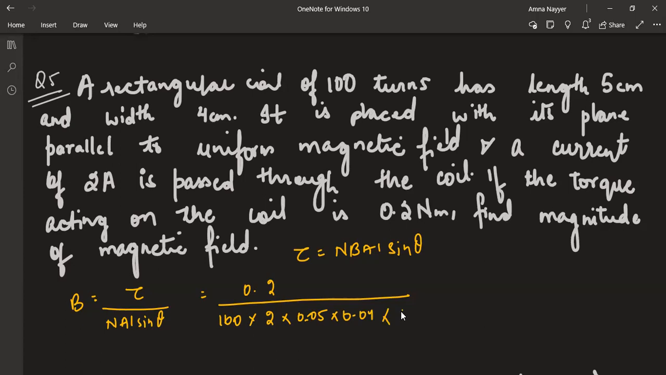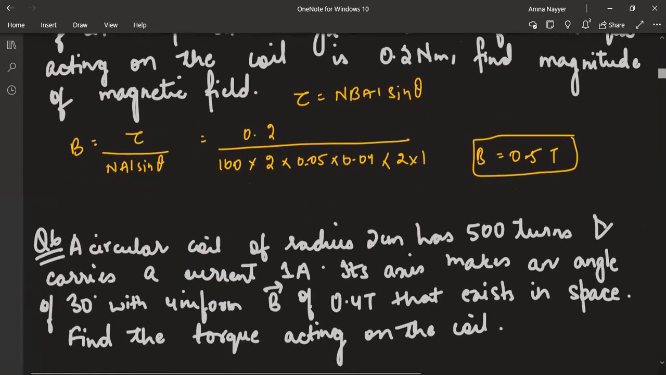Current is how much? 2 amperes. And sine theta, sine 90 is 1 only, so I'm writing it as 1. So when you solve this, you should get the answer as 0.5 Tesla. Note it down, and those who have completed, try this question.